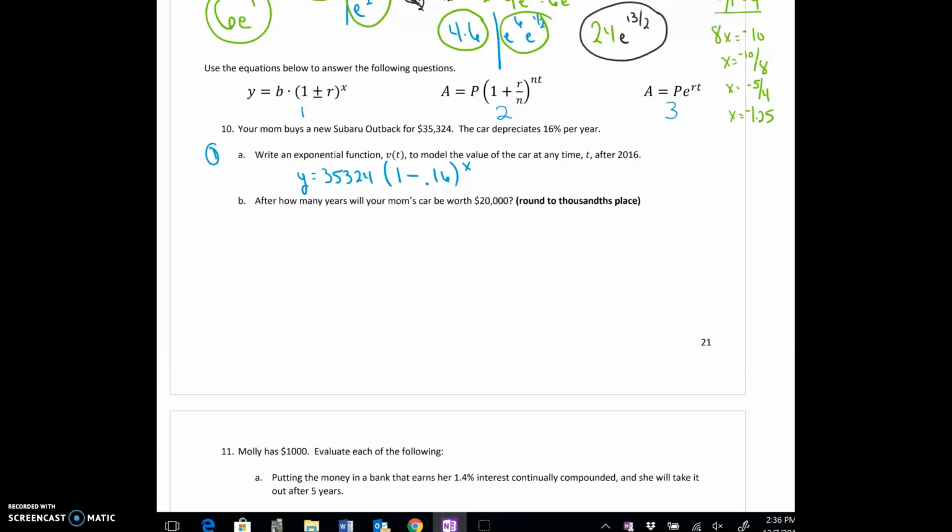And B, now I'm going to answer the question and use the model. So after how many years will your mom's car be worth $20,000? So x is time. This is going to be going in for $20,000. So I'm going to do that. And since we don't know how to solve for an exponent right now, this will be my y1, and this will be my y2. So I'm going to switch over to the graphing calculator, just one moment.